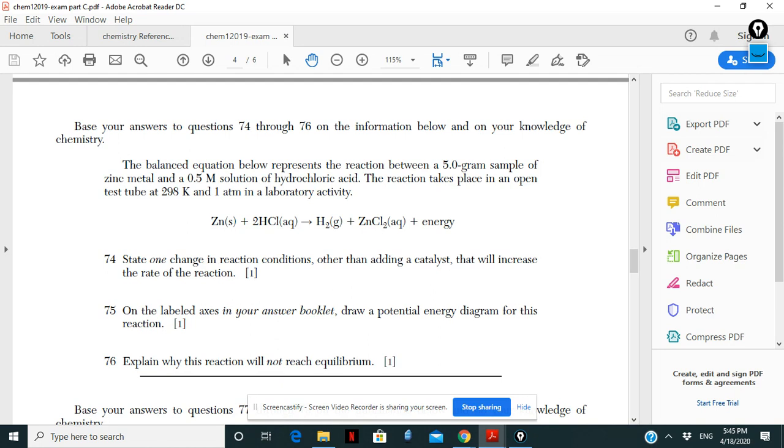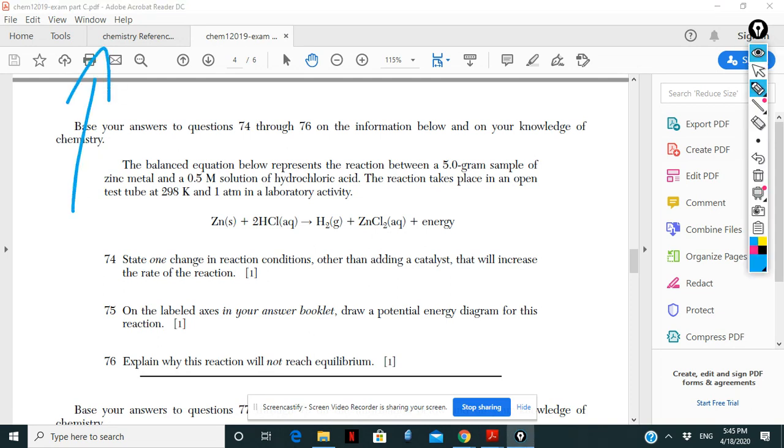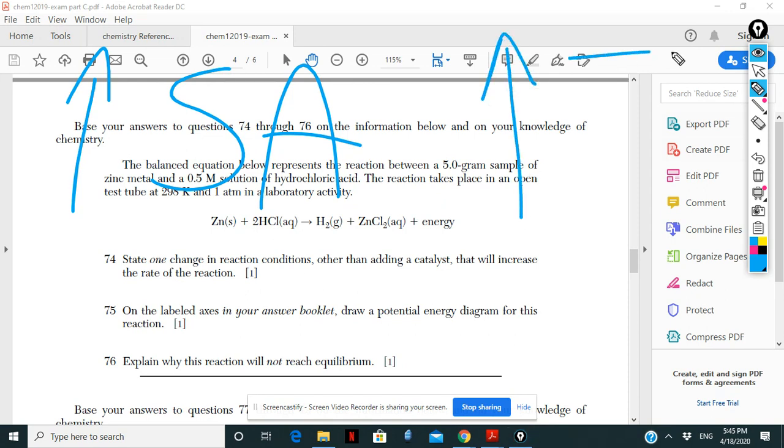State one change, other than adding a catalyst, that will increase the reaction rate. Increasing the reaction rate can be done by increasing the surface area. So instead of having bulky zinc, I have to crush it, increasing the surface area. Second, increasing the temperature. Increasing the temperature is going to increase the collisions by increasing the kinetic energy of the molecules.